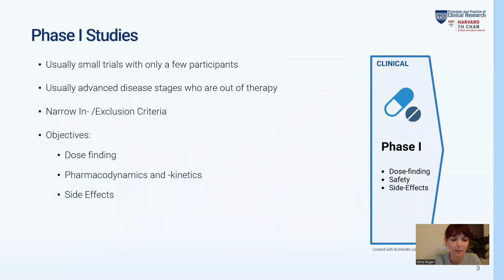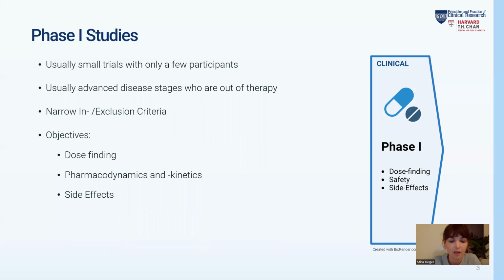Starting with phase 1. These studies are first performed when testing a new drug, which show promising results in the preclinical testing. They are usually small trials with only a few participants that have advanced disease stages and are out of therapy options. This gives narrow in- and exclusion criteria, and therefore recruitment can be slow and take a lot of time. Objective of these studies are to find the optimal dose.